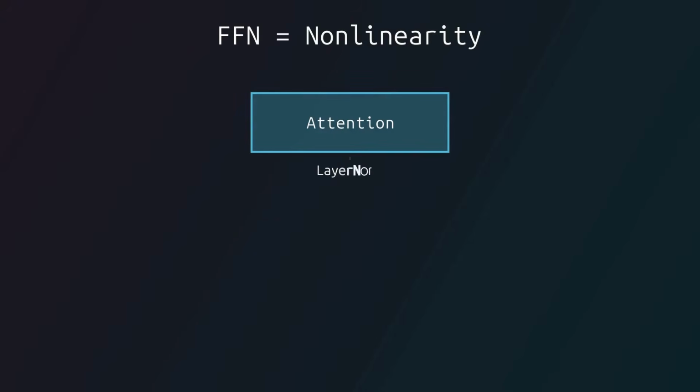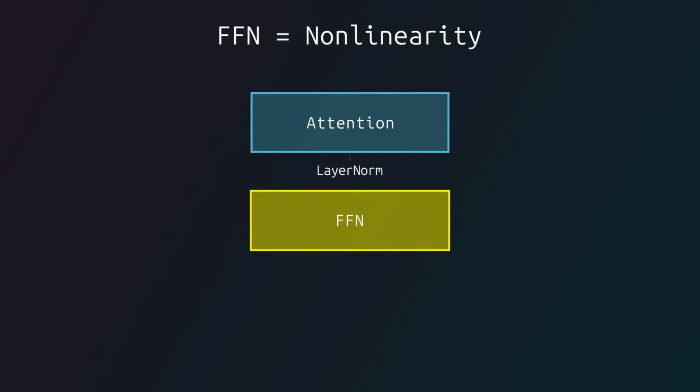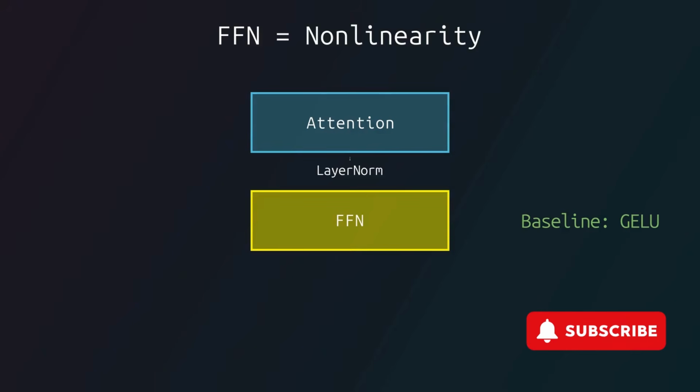Activations live in the feed-forward network, the FFN block that sits between attention layers. After attention mixes information across tokens, each token passes through this 2-layer network with a nonlinearity in the middle. For years, GELU was the default choice here, a smooth activation that outperformed ReLU in early transformers. But GELU has limits, and that's where gating comes in.